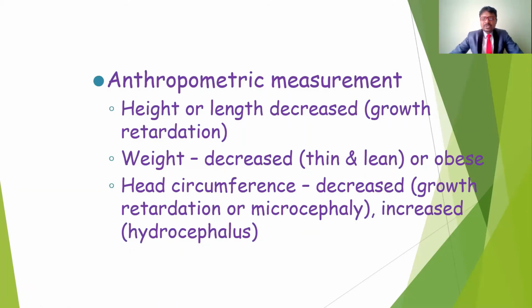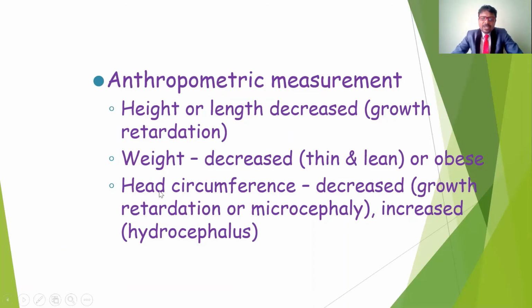And also we have to check the anthropometric measurements, such as height or length, which may be decreased. Patients with cerebral palsy may have growth retardation. So we have to check the height of the patient, and we have to take the history also. How has the height developed? Normally how much should it have been at birth?